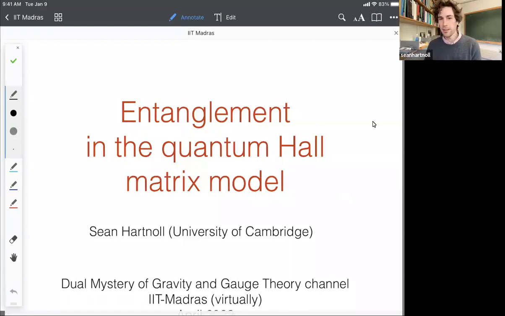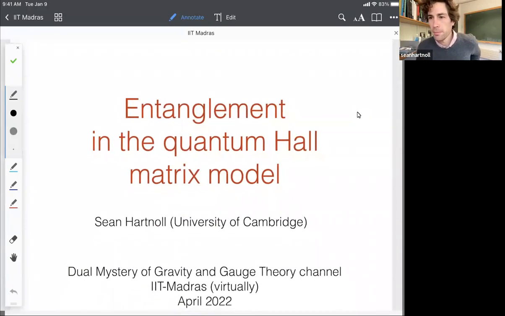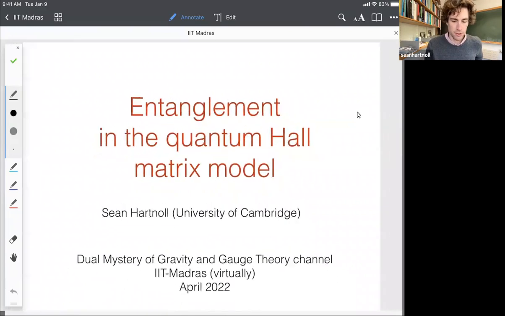Great, thanks a lot for the invitation, and apologies for being a couple minutes late. So, right, I'm going to talk about entanglement in the quantum Hall matrix model. I'll define everything as I go along, and please feel free to ask questions as I go. Feel free to interrupt, because that'll be helpful.